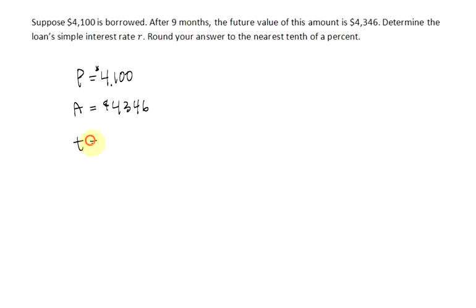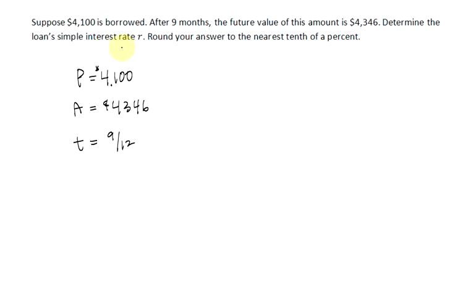Now, when we talk about time, just as I mentioned before, we refer to t as being time in years. Since we're being given our time period in months, I need to translate that in terms of years. Since there are 12 months in a year, I'm going to write t as 9/12. In other words, 9 months represents 9/12 of a year. So in our formula, we will use the value of 9/12 for t.